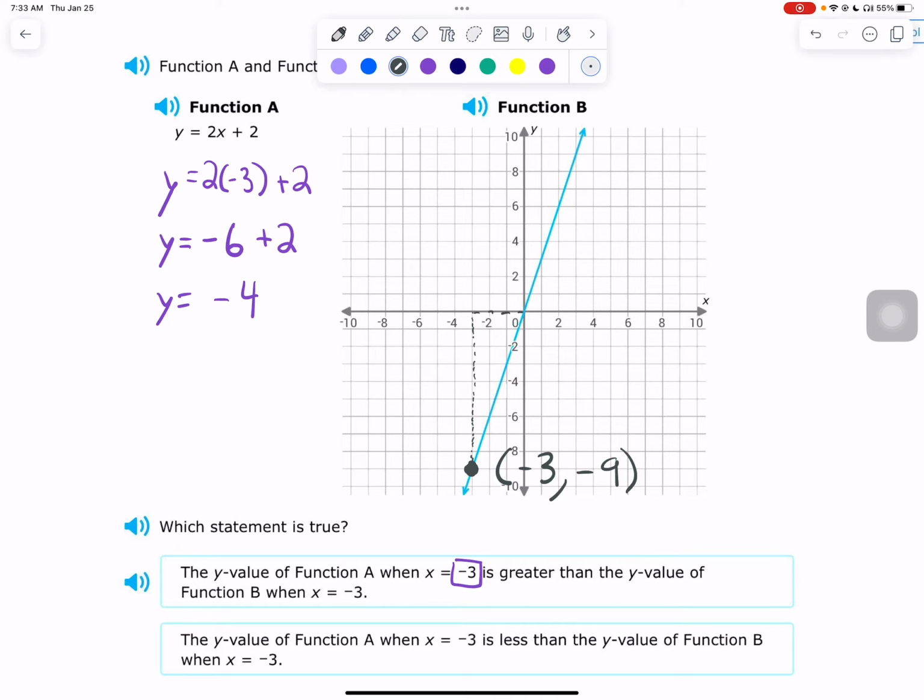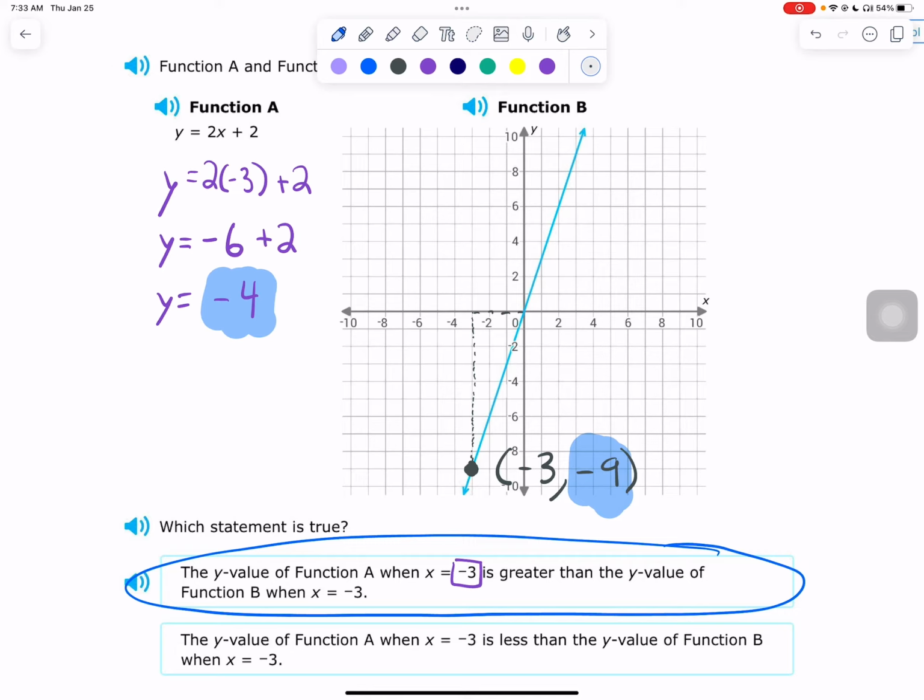So, is the y value for function A when x is -3 greater than the y value of function B, or is it less than, right? In this case, y is -4 when x is -3, and for function B, y is -9 when x is -3. So, -4 is the one that is closer to 0. We're comparing two negative numbers closer to 0. So, -4 is greater than -9, which means that the y value of function A when x equals -3 is greater than the y value of function B when x is -3. Okay?